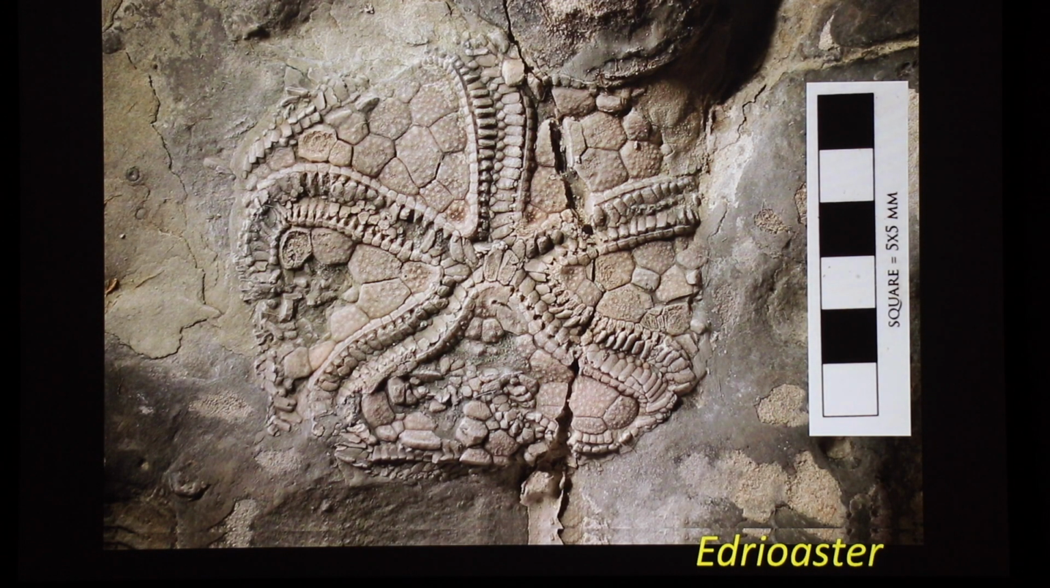Here's Edrioaster, which is an Edrioasteroid, and we can see the very classic motif here. But here are the floor plates broadly exposed on the outside with the pores positioned between them, and then the cover plates here over the top with a 1-to-1 ratio. There is the hydropore gonopore complex.